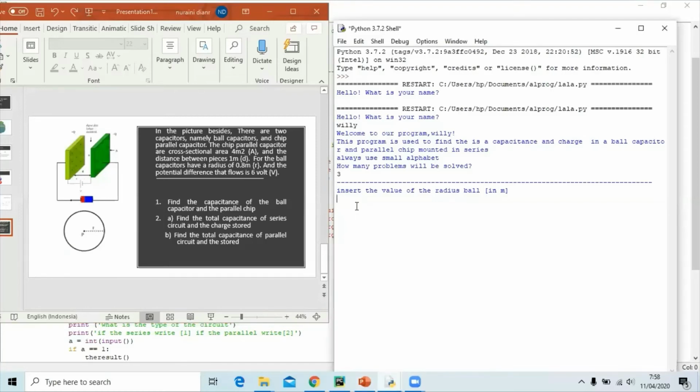Insert the value of the radius ball. The value of radius is 0.8 meter. And insert the chip parallel value. The chip area is 4 meter square. And insert the distance value from the pieces is 1 meter, and potential difference is 6 volt.